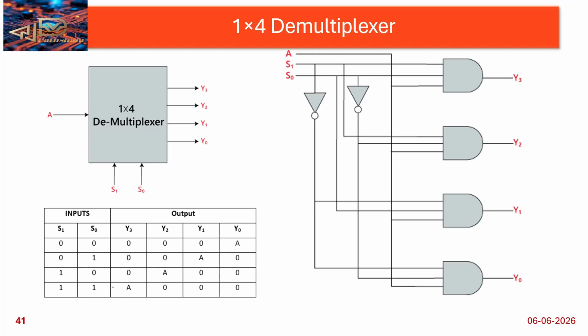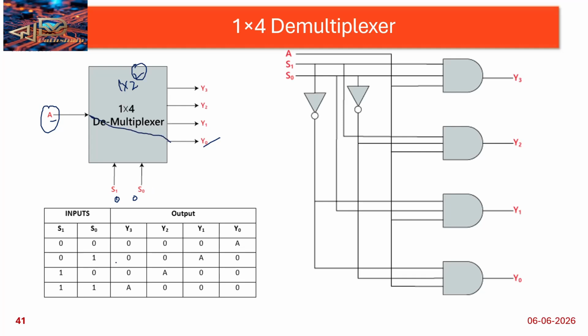See, this input also, we are having one input A. So 1 by 4 demultiplexer, that means 1 by 2 power 2, two select lines are there, S0 and S1, and then input A. So 0 0 means Y0 is selecting here.